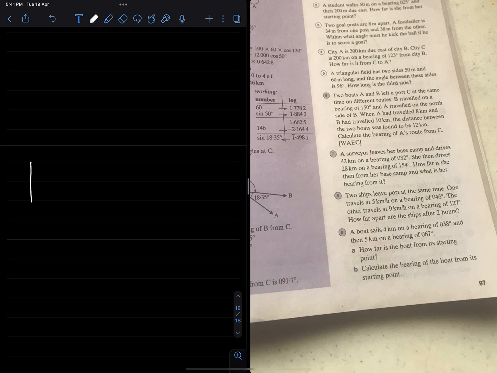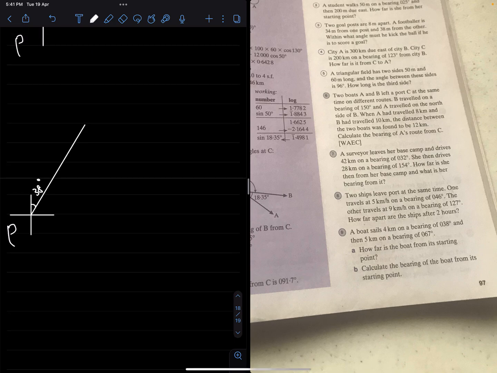Let this be the starting point of the boat. Let me call it point P. Now, it sails 4 kilometers on the bearing of 038 degrees. 38 degrees, you read it from the north, don't forget. Let me make that 4 kilometers, and then this is 38 degrees.